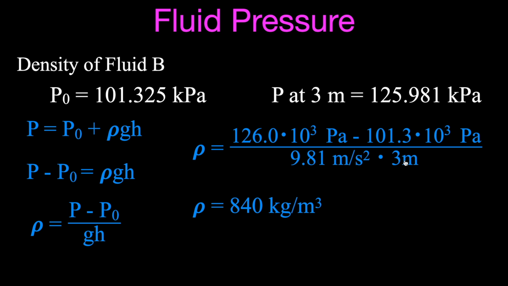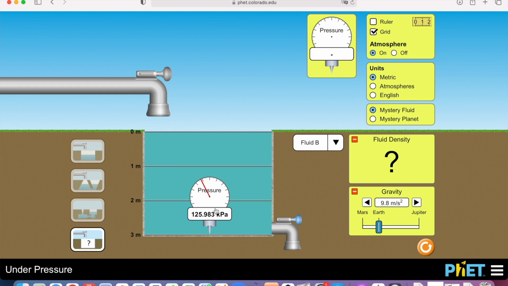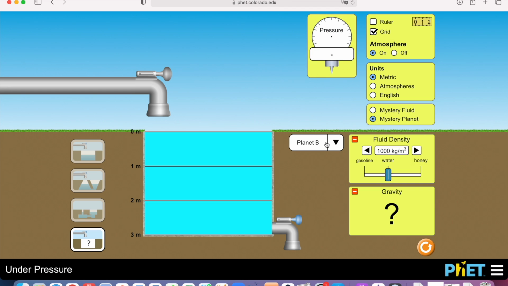Now the next thing we're going to do, of course, as we said, is find the acceleration due to gravity on planet B. And we're going to go back to our presentation. We'll get rid of this pressure gauge for now, and we're going to switch to mystery planet, and we're going to do mystery planet B, and I'm going to leave the liquid as water. Okay, we're on a different planet, but it's still water. If you change the density, it doesn't matter, because you'll get a higher density, of course, but then you'll get a higher total pressure. Okay, so let's just go back to our presentation and figure out what we need again.